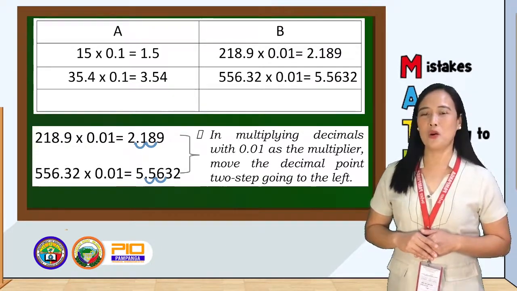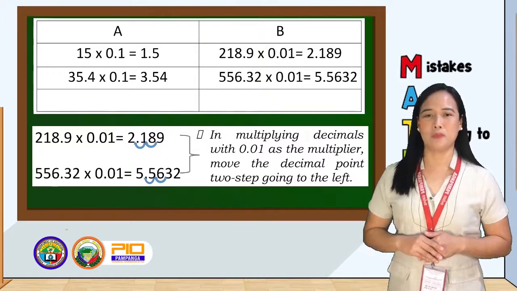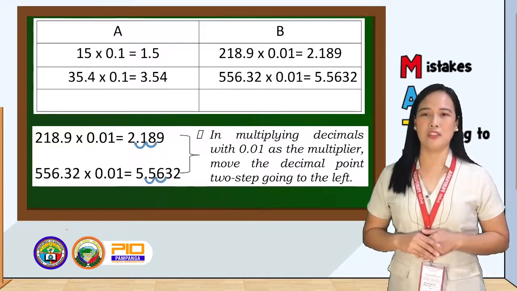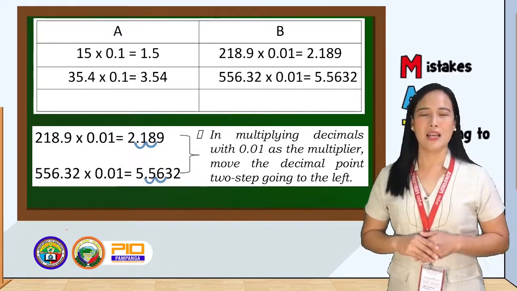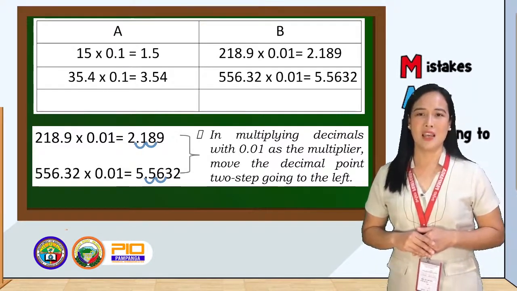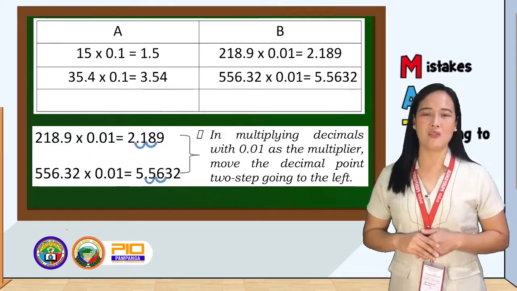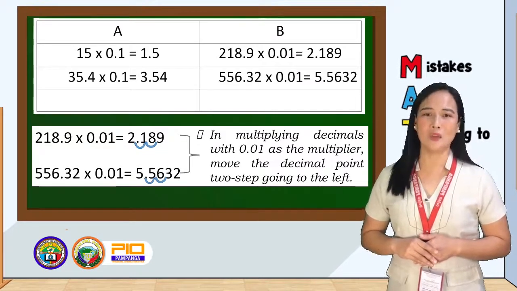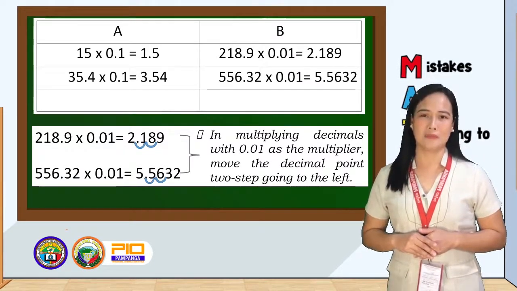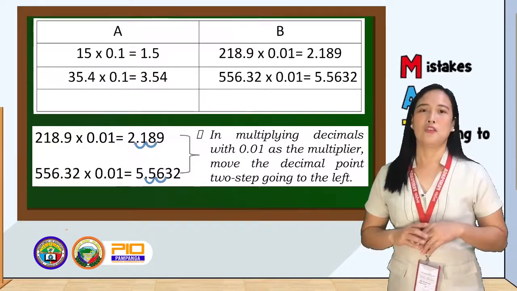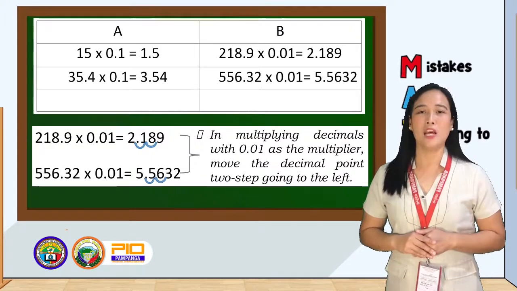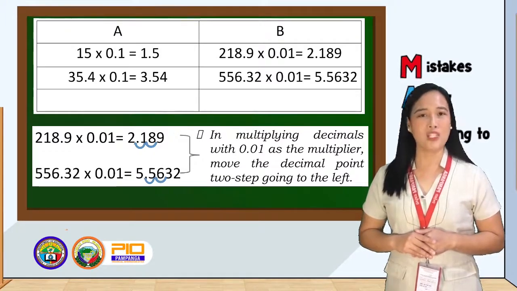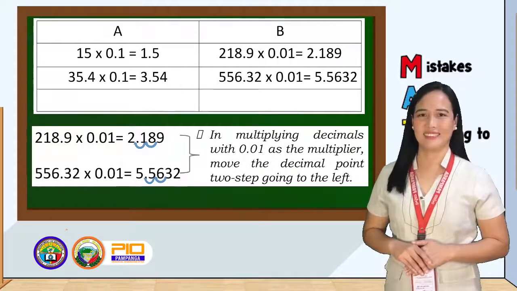Same as also in equation number 2. In 556 and 32 hundredths times hundredths, the answer is 5 and 5,632 ten-thousandths. Again, to find the product, we simply move the decimal point 2 places going to the left.